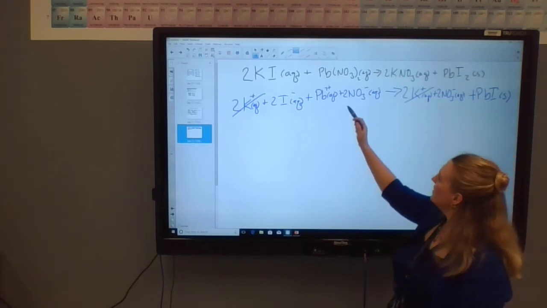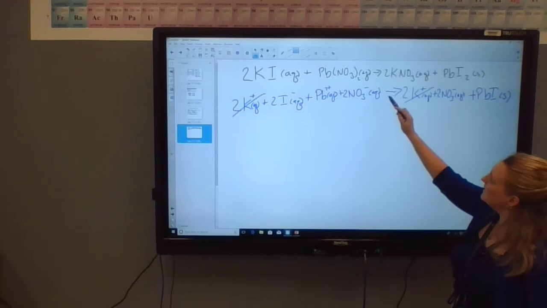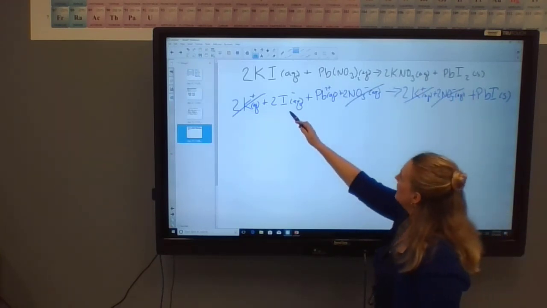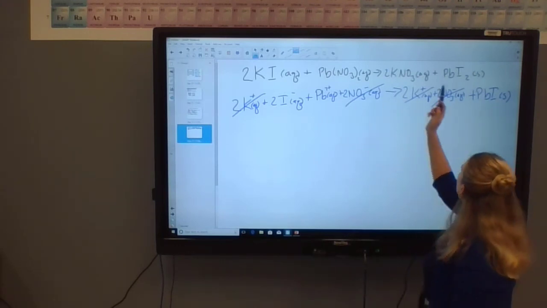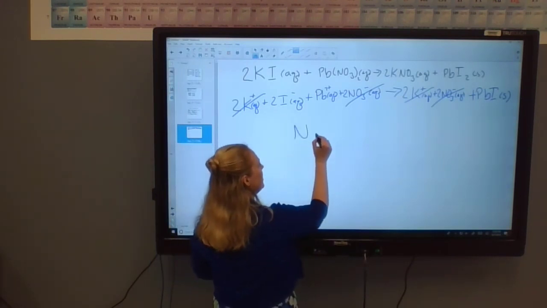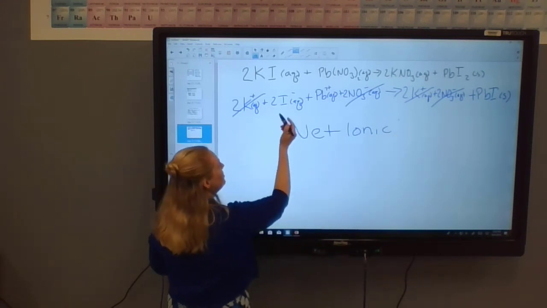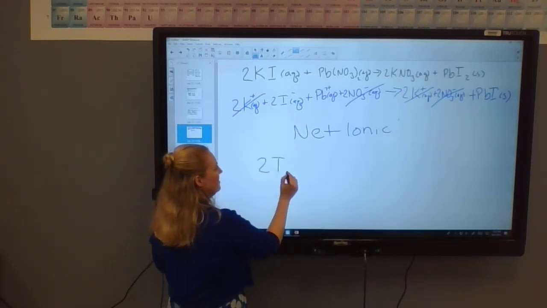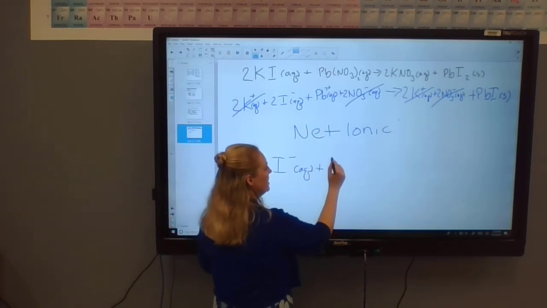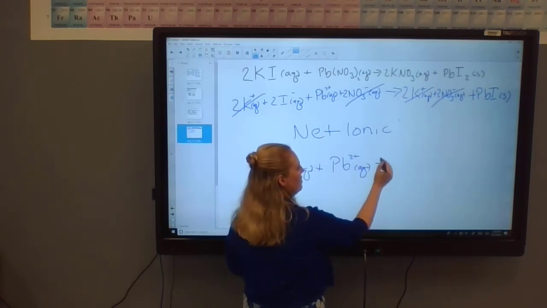Same thing with the nitrate. I have 2 nitrates floating around and 2 nitrates floating around. And so those also did not change. Those are also spectators. The iodides, those change. The lead, that changed, that reacted, so that's what's left over. So our final net ionic equation is going to be the 2I minus and the lead 2 plus. And that is all for the reactant side.